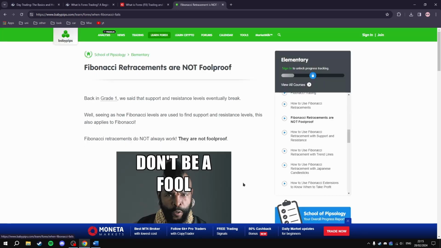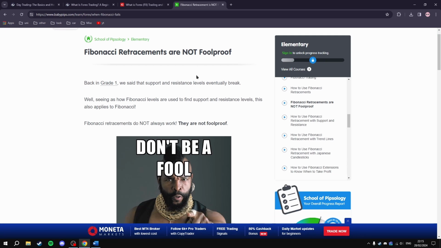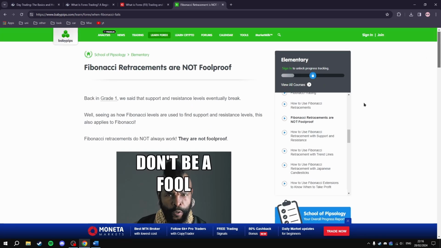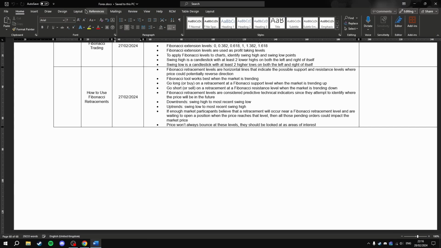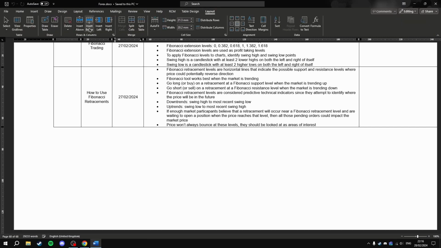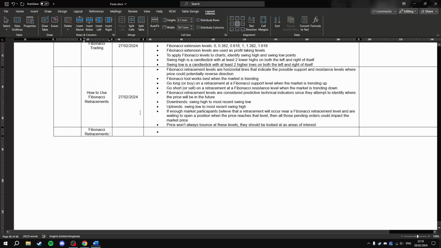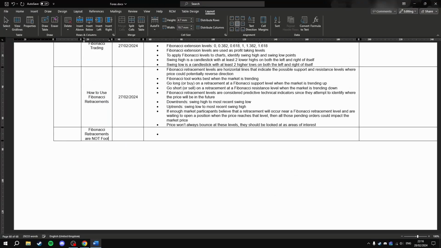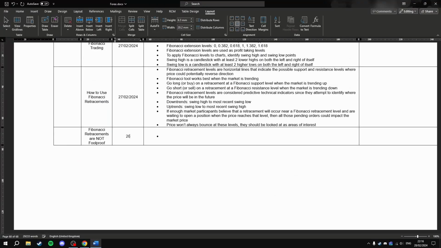And in this lesson, we're going to cover that Fibonacci retracements are not foolproof. I think there are going to be some examples showing us where the Fibonacci retracement doesn't work. So let's get started. Fibonacci retracements are not foolproof.